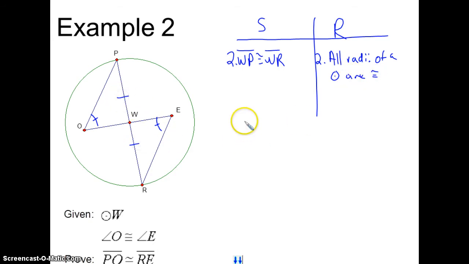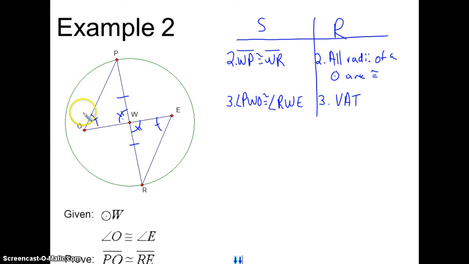And the other thing I notice about this diagram is that we've got these two lines that are intersecting. So we're going to have four angles that are formed. The ones that are across from each other are those vertical angles. So I know this angle is congruent to this angle. So in my next step, I'm going to say that angle PWO is congruent to angle RWE. And that's the vertical angle theorem.